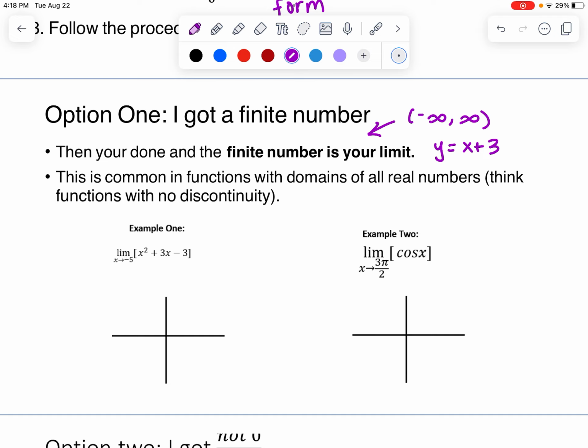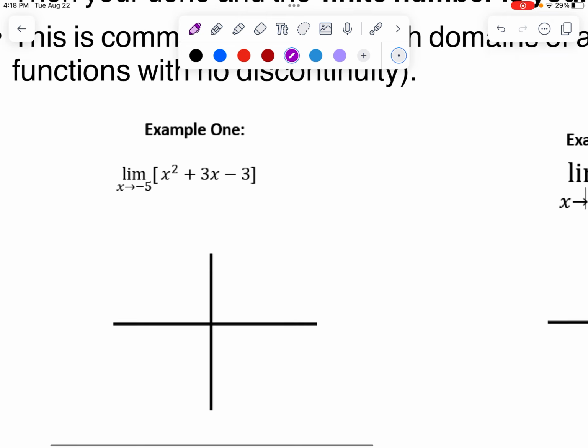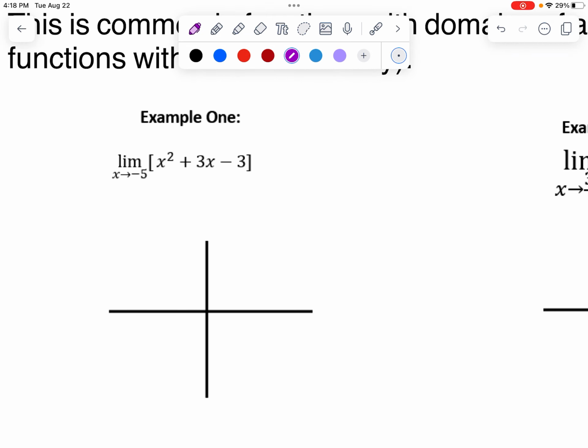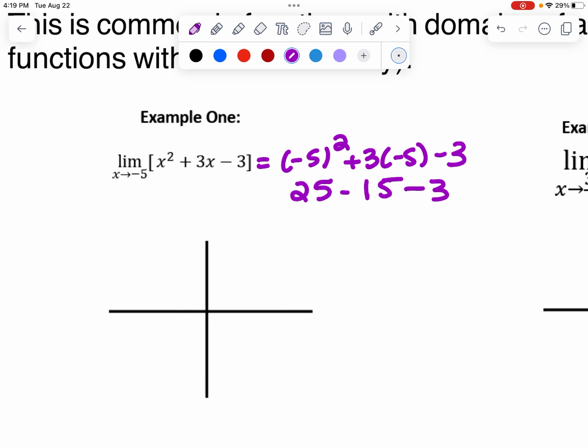So for example, let's say that we wanted to find the limit as x approaches negative 5 of x squared plus 3x minus 3. All I have to do here is plug in negative 5 for x. And I will get 25 minus 15 minus 3, and that equals 7. And that's what the limit is. So in this example, the limit as x approaches negative 5 of x squared plus 3x minus 3 is 7.